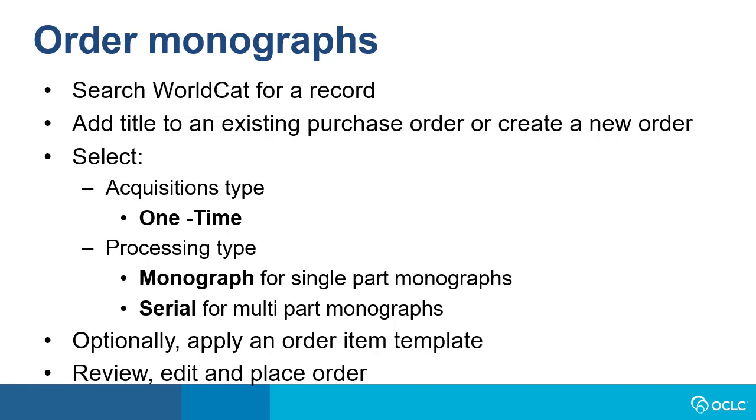Optionally, you can add an order item template when you add an item to a purchase order. Order item templates need to be created before the ordering process, and they could include a fund, a discount, a location, and several other fields. The final steps in the order process are to review, edit, and place the order. When you place an order in acquisitions, the amounts in the fund you have designated will move from the available balance to the encumbered amount for that fund.